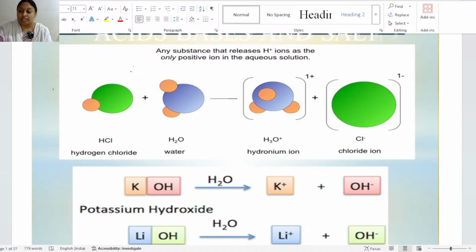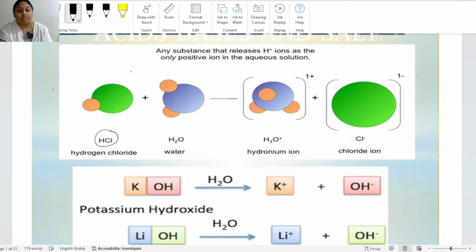So now, let us start with the topic. When it comes to acids, bases, and salts, first of all, we are supposed to know what is meant by acid. Here HCl is given. This substance is going to dissolve in water. Any acid means a substance which dissolves in water and gives H3O plus ions. How will this be forming? Initially, if we take the acid, it can be dissociated into H plus and Cl minus.